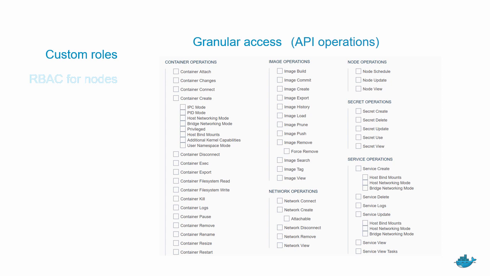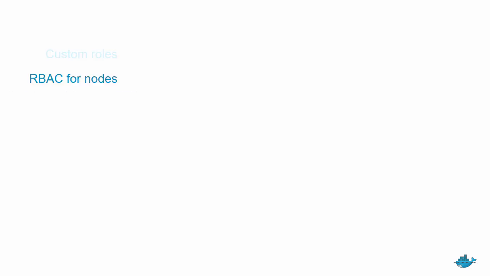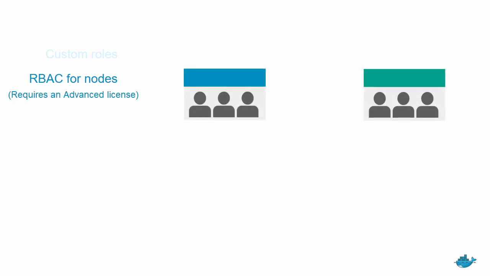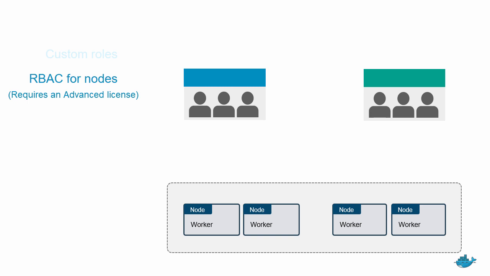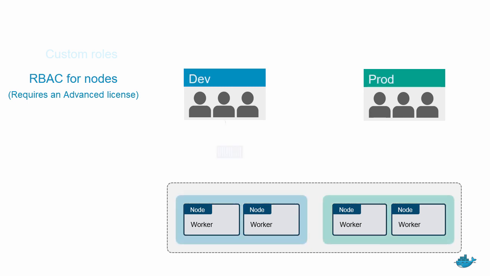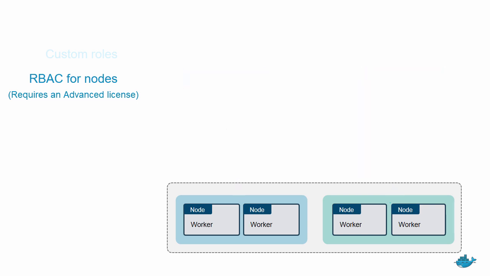So a couple of examples might be a custom role that just allows network operations and another custom role that just allows volume operations. Switching to RBAC for nodes. This lets us configure which users and teams can deploy to which nodes in the cluster. So maybe a dev team and a prod team. The devs can only deploy to a subset of cluster nodes labeled as dev, and the prod team to a subset labeled as prod.